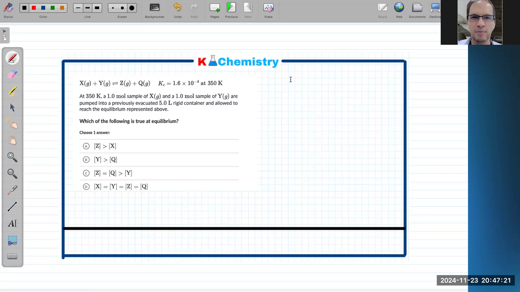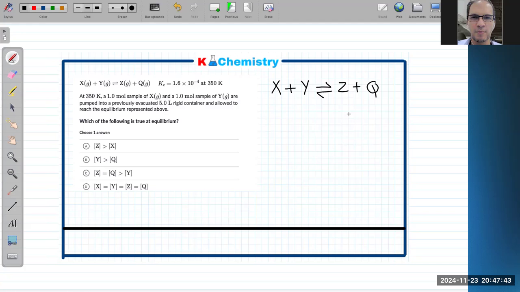Yazid, can we try this one? Let's see it together. You will help me. So I have here an equation which tells me that x plus y gives me z plus q. So I have 1 mole of sample of x and 1 mole of sample of y. So the number of moles or the concentrations of both of them is equal. Is this correct or no?